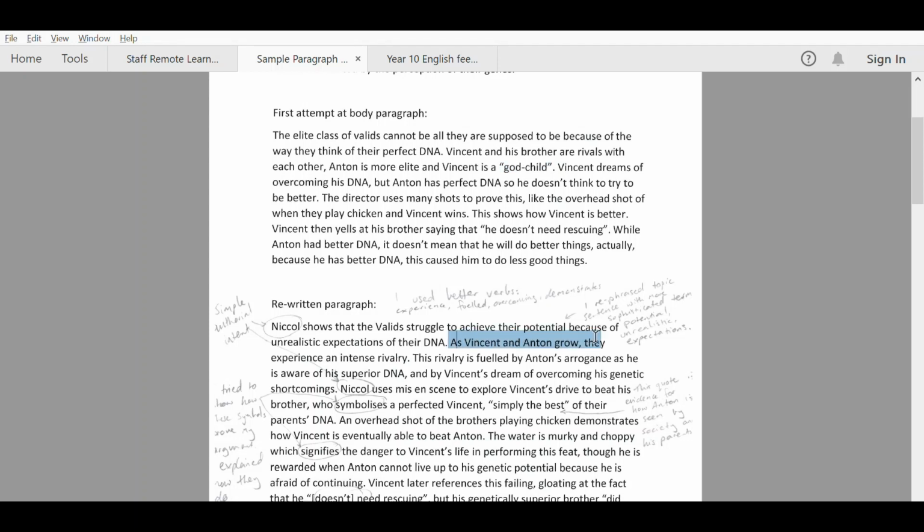As Vincent and Anton grow, they experience an intense rivalry. Notice that intense rivalry instead of this: Vincent and his brother are rivals with each other. Like, how clunky is that? But this, they experience an intense rivalry. This rivalry is fueled, notice the language here, by Anton's arrogance, as he is aware of his superior DNA, and by Vincent's dream of overcoming his genetic shortcomings. Notice the language is much richer and more specific. Overcoming his genetic shortcomings. This really explains the relationship much better and the tension between that relationship. Okay?